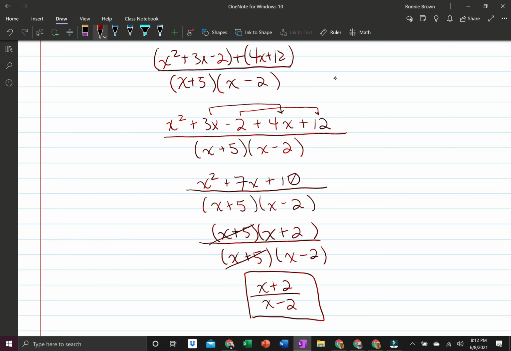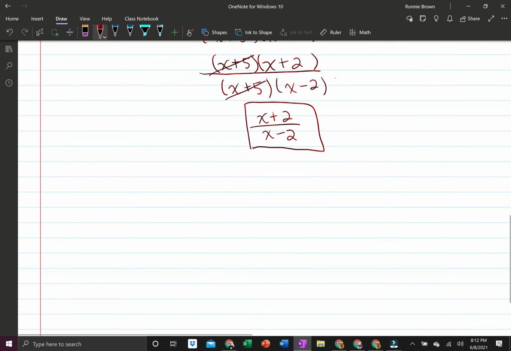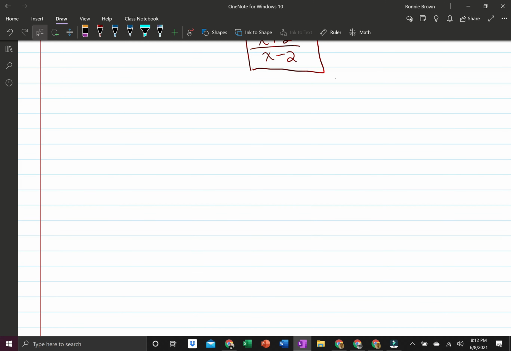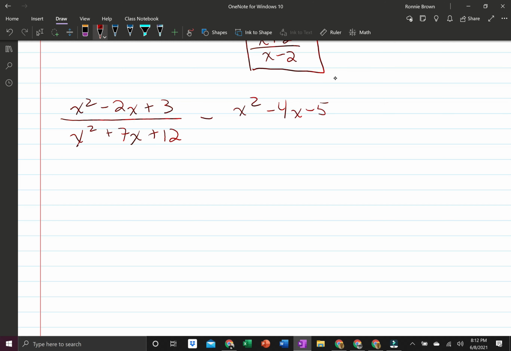All right, let's try one more. Let's scroll up a little. And my next problem will be x squared minus 2x plus 3 over the denominator of x squared plus 7x plus 12. And now we're doing a subtraction. Minus x squared minus 4x minus 5 all over x squared plus 7x plus 12.